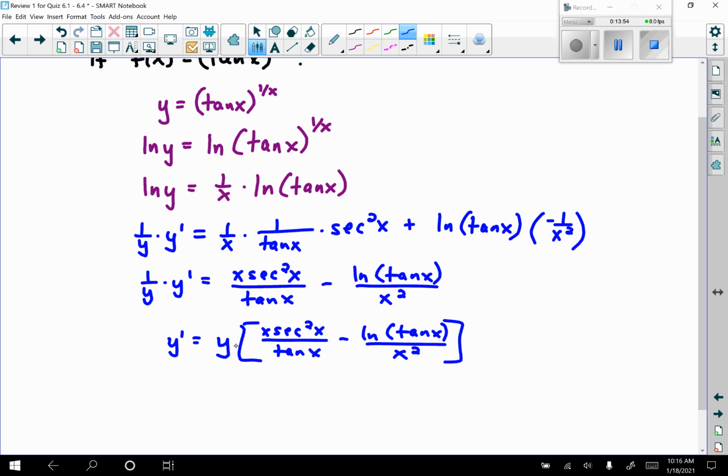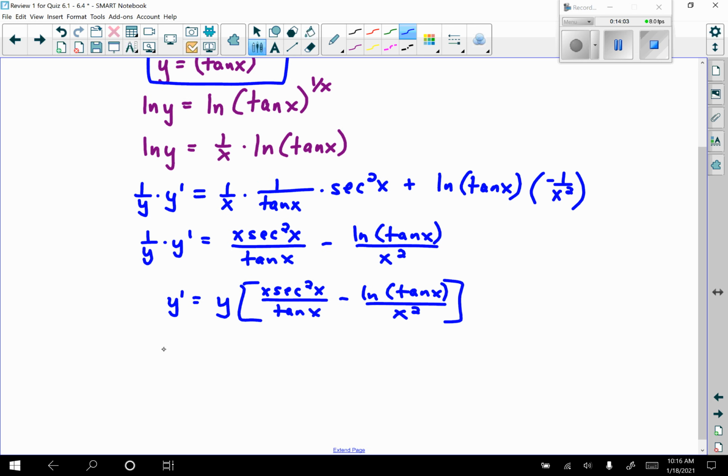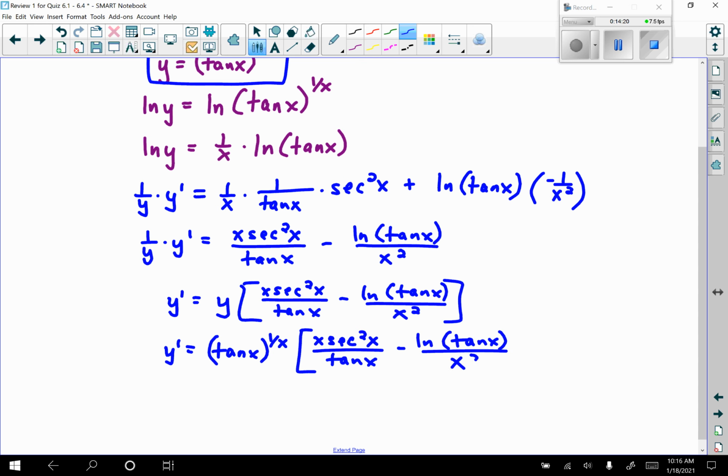And then I just replace y because I want everything in terms of x. So we just go back up to the beginning, and y is equal to tangent x to the 1 over x. So I just replace that. And there we go.